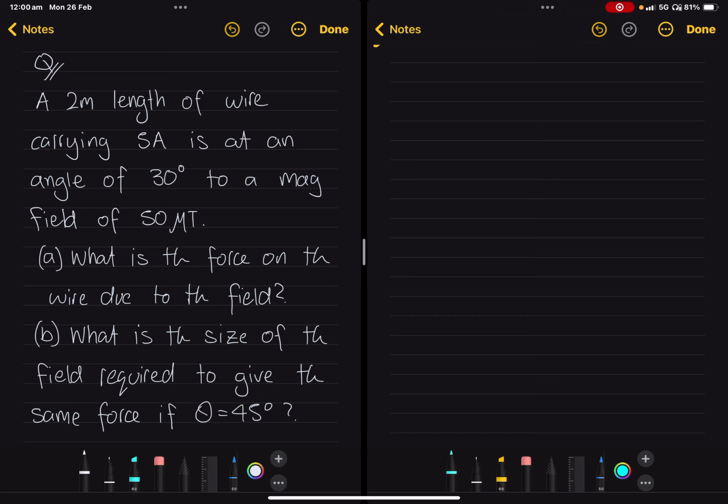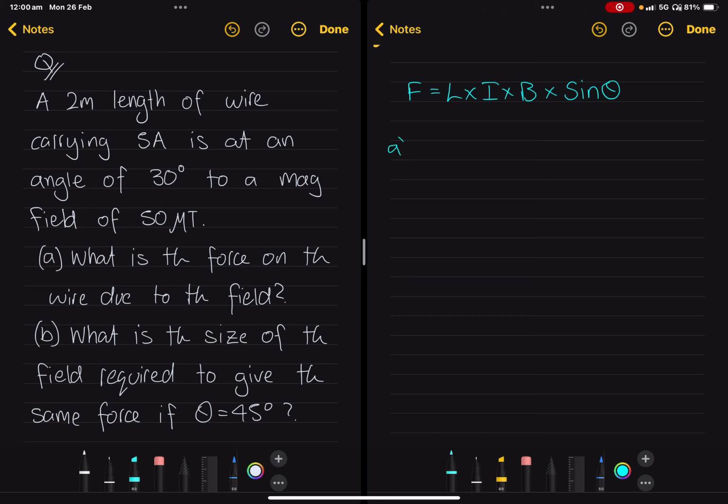Okay, so we have a formula for calculating force. We have force is equal to the length of the wire multiplied by the current in the wire multiplied by the magnitude of the field multiplied by sine of theta. This is where theta is the angle between the wire and the magnetic field.